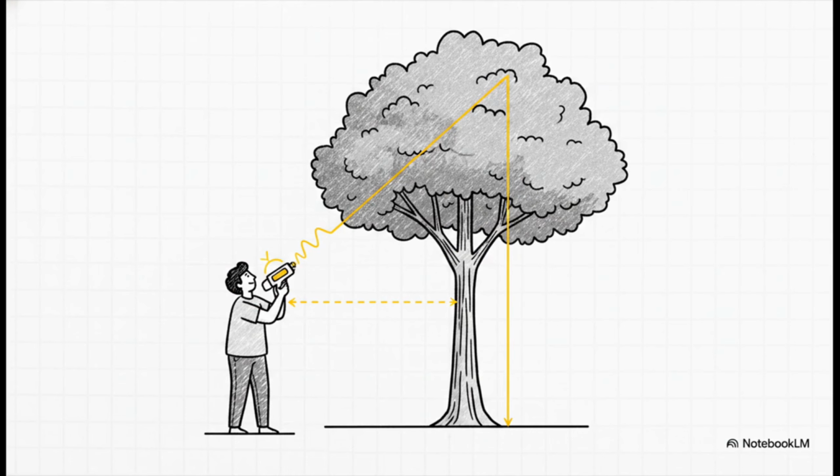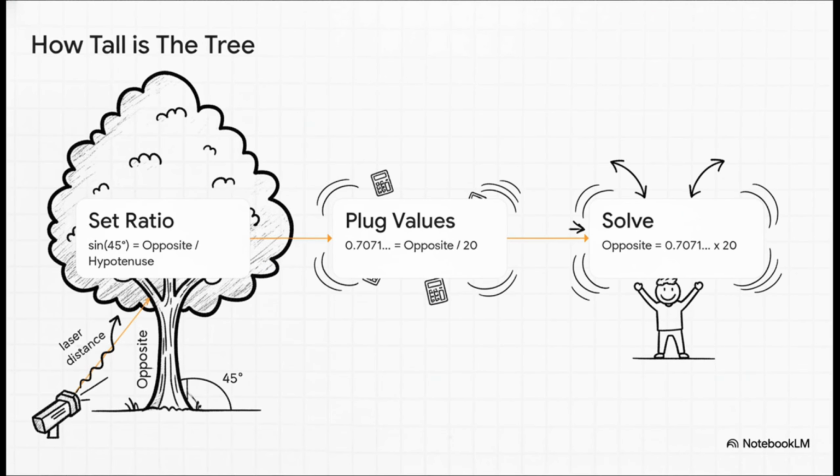Okay, let's put this superpower to work. Picture this. You're standing in a park, looking up at this towering tree. You obviously can't reach the top to drop a measuring tape down. But let's say you have a laser measure, and you know you are standing exactly 20 meters away from the top of the tree, and you're looking up at a 45-degree angle. Watch how effortlessly this comes together.